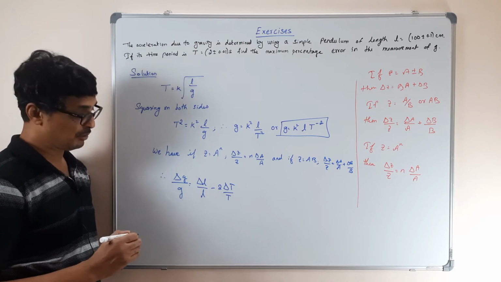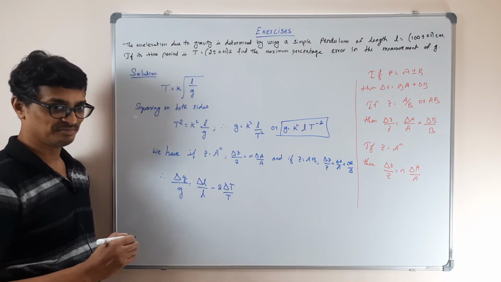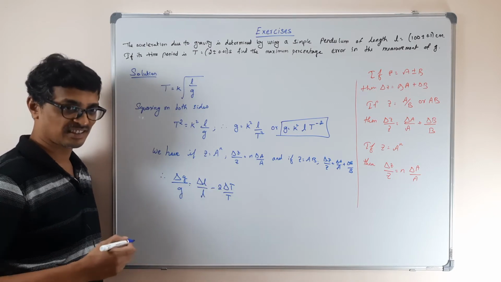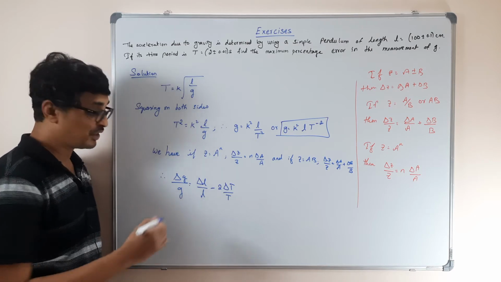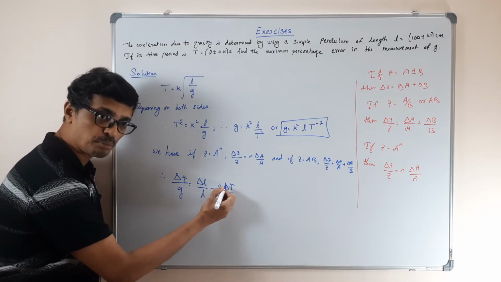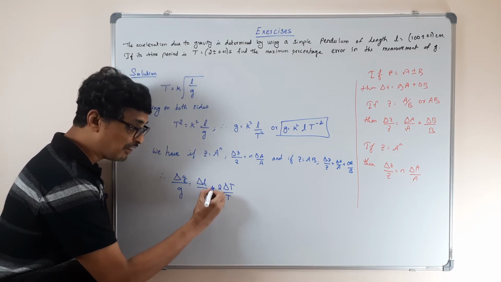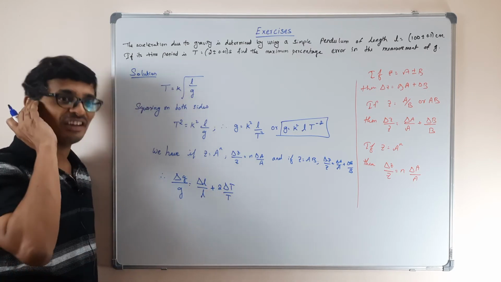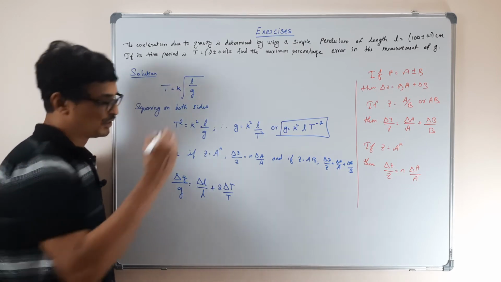But will it be minus or plus minus? Because delta T is plus minus, even though this is minus, delta T can go positive and negative. What we should use is the positive value only, always. Error should always be quoted for the highest magnitude.